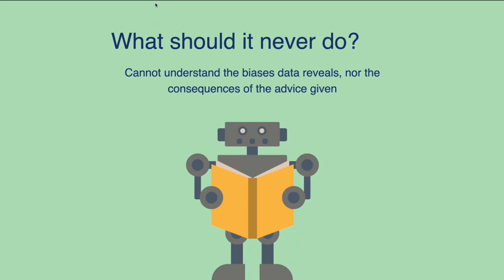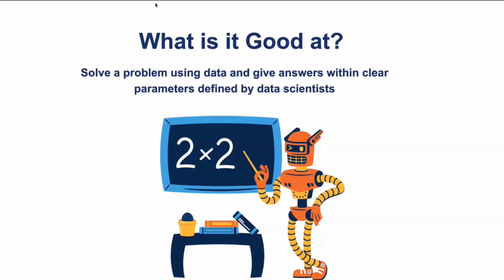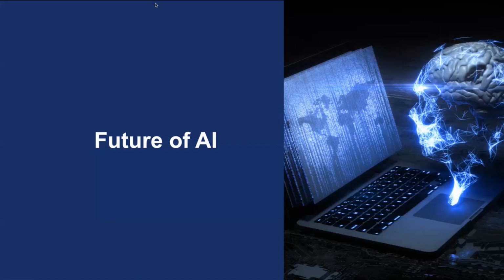Okay, so these are some basic questions that non-AI folks like us, who don't know much about AI, should be able to answer. How does AI work? What is it good at and what is it not good at?